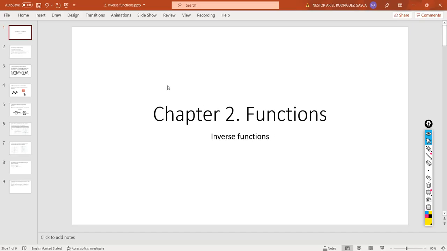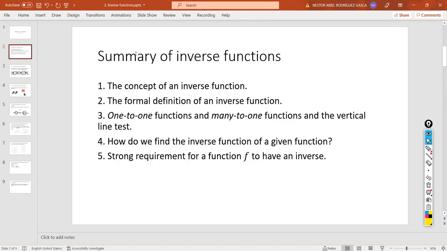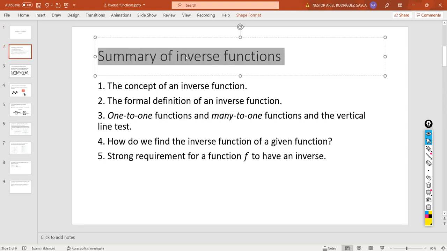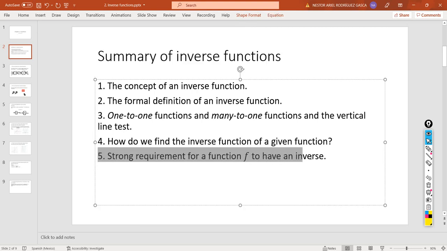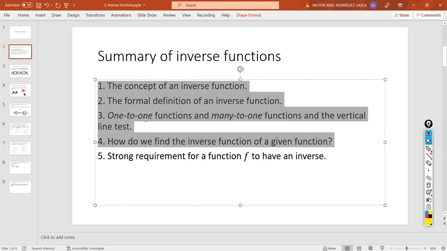Hello class, welcome to this continuation of the subtopics of chapter 2 on functions. Today we'll still be talking about inverse functions. What I want to teach you is a brief summary of all the stuff that we have seen about inverse functions, and then this last new idea, a strong requirement for a function f to have an inverse.